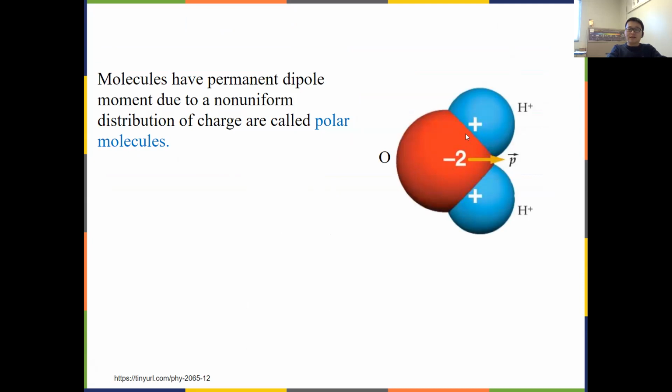So for H2O water molecules, oxygen has a negative charge, and each of the hydrogens is positively charged. So then you can think of this as one positive, one negative. That's a dipole in that direction, and then there's a second dipole, plus charge and negative charge, in that direction. So the resultant of these two dipoles, as a vector sum, will be in this direction. So that's the dipole in the water molecule.